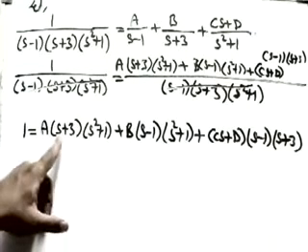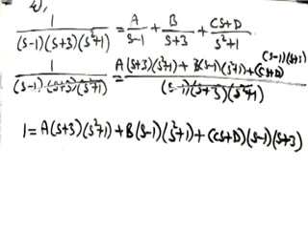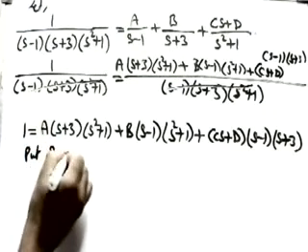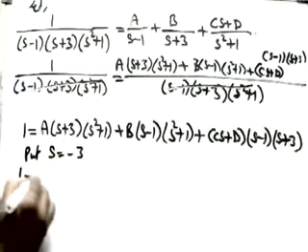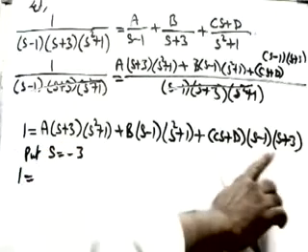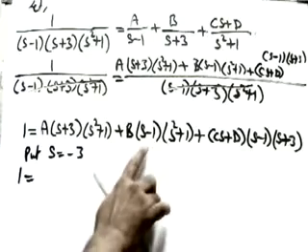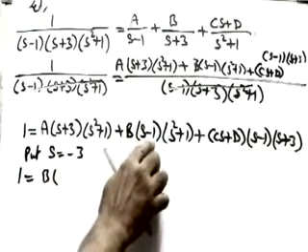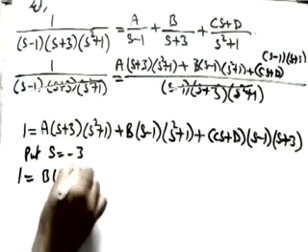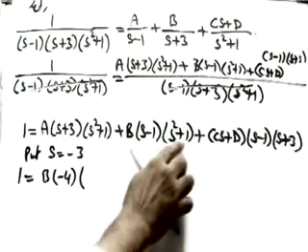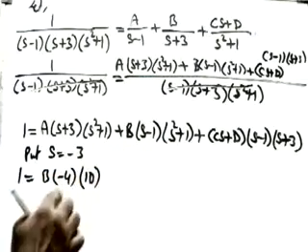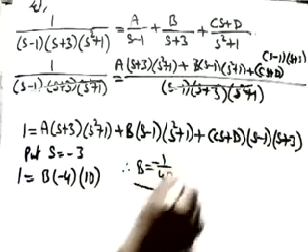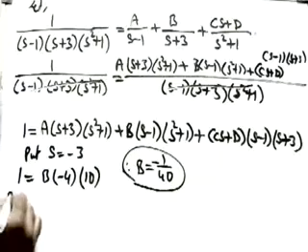Let me continue. First let me make zeros. If you put s equals minus 3, the factor s plus 3 will become 0, which gives the value of b. Put s equals minus 3: b into minus 3 minus 1 is minus 4, minus 3 square is 9, 9 plus 1 is 10, so this is minus 40 b. Bringing it to the other side, b equals minus 1 by 40.